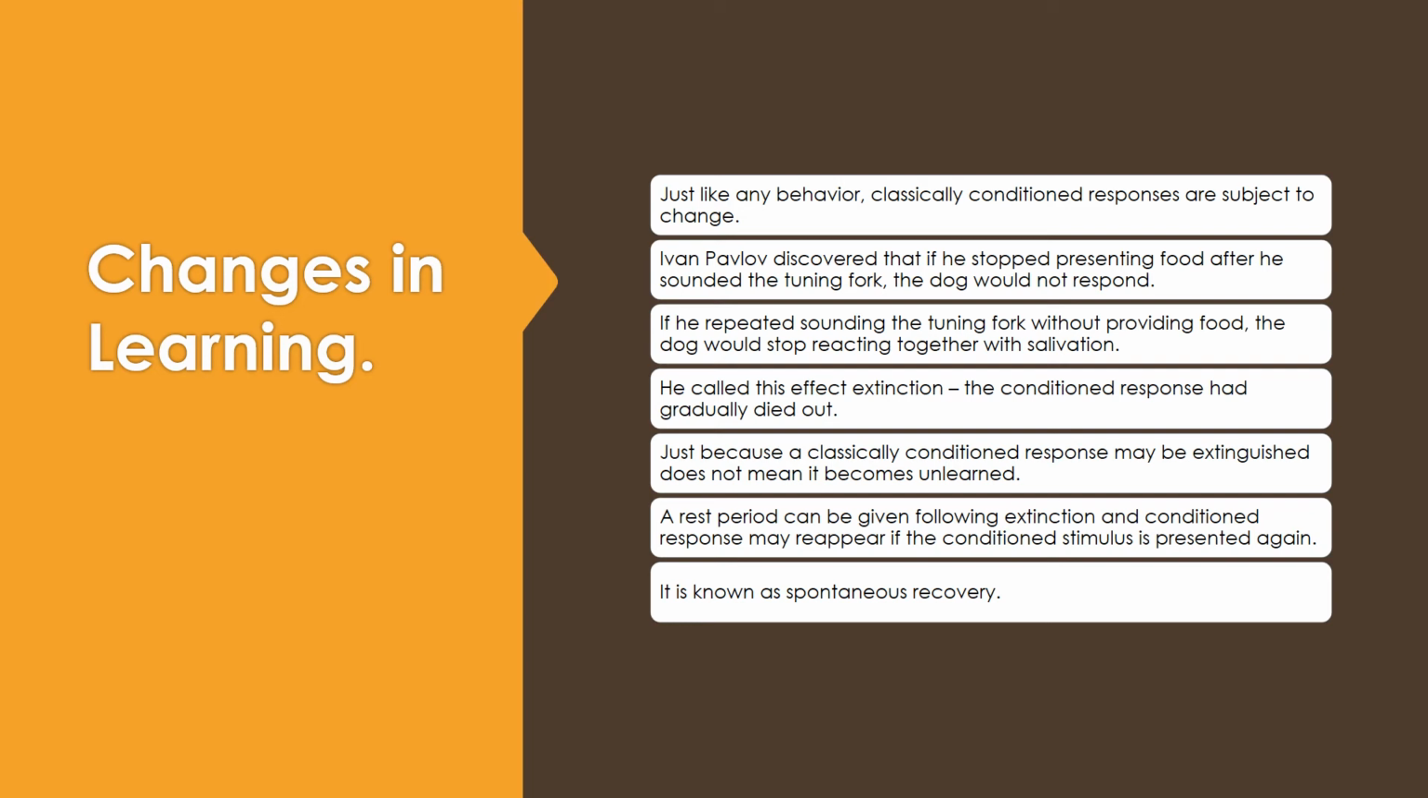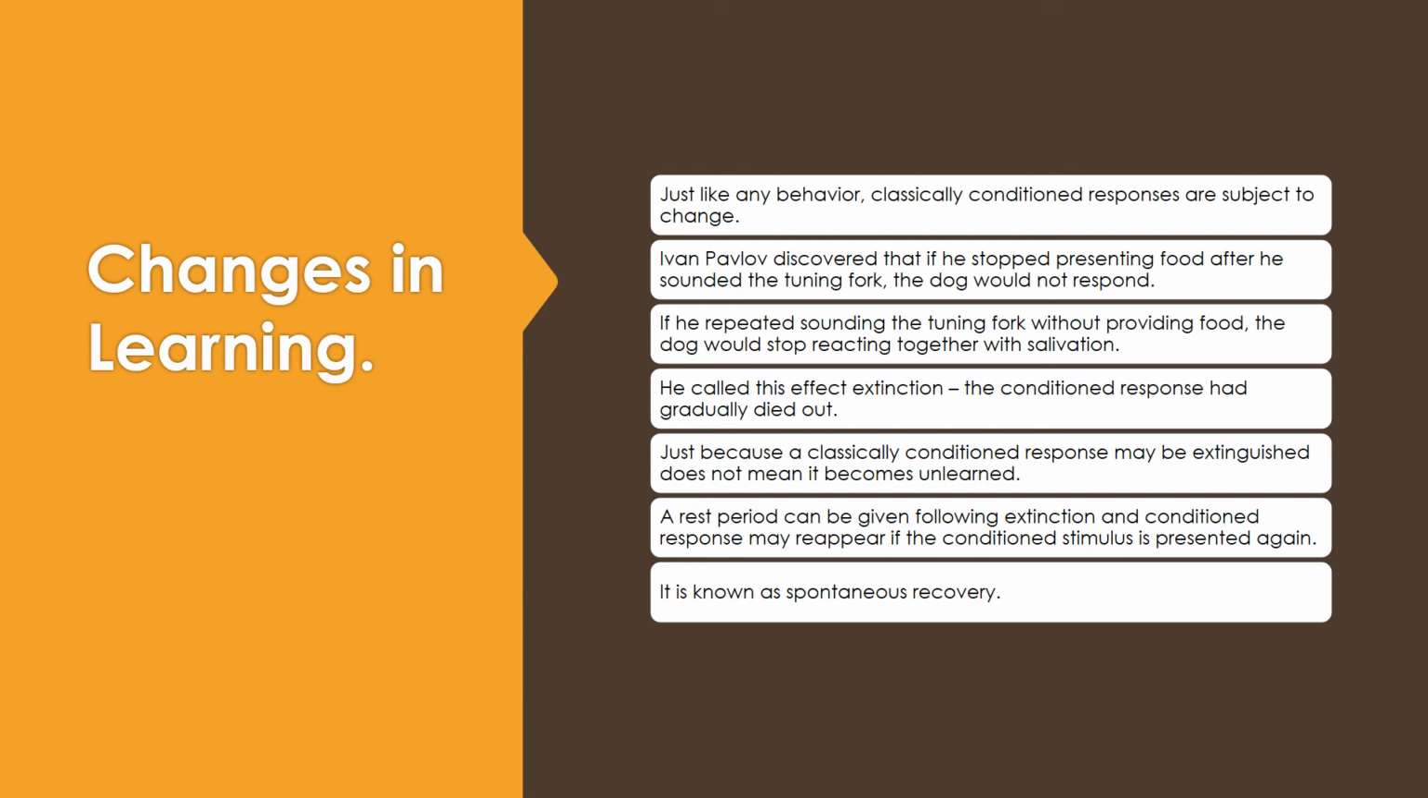If he repeated sounding the tuning fork without providing food, the dog would stop reacting with salivation. He called this effect extinction. This is when the conditioned response gradually dies out. So again, we've had the conditioned response of the dog reacting to the tuning fork with the food, but if we take away that food, then the dog will begin to phase extinction in terms of the conditioned response. Now, the conditioned response may not go away, and it may not be unlearned. So it can be extinguished, but it cannot be unlearned. It just doesn't show up as strong as it previously did.